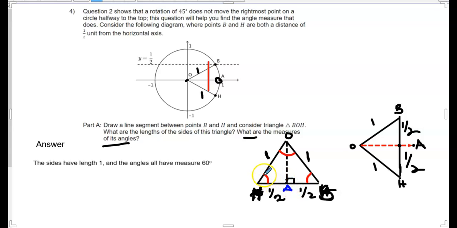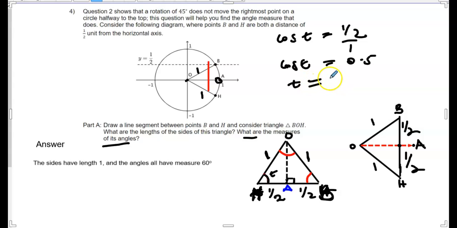And so we can use this to find that angle. If we call this angle T, cosine of T is equal to the adjacent over the hypotenuse, which is 1. So cosine of T is equal to 0.5. And T is the cos inverse or arc cos of 0.5. If you look through your tables or use your calculator, you get this to be 60 degrees.